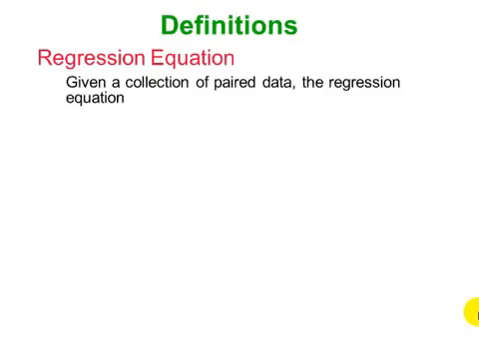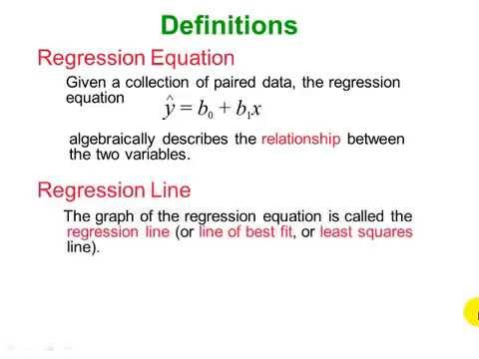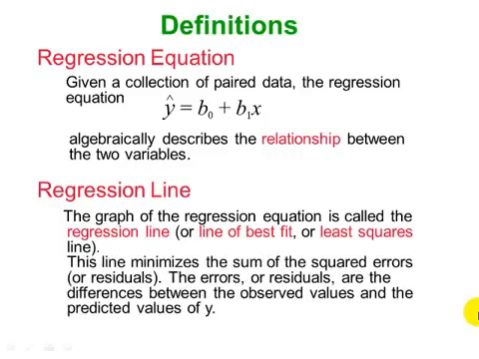So our regression equation, given a collection of paired data, y hat equals b sub 0 plus b sub 1 x, algebraically describes the relationship between the two variables. And the line that is the graph of this equation is called the regression line. It's also called the line of best fit or the least squares line. And what this line does is it minimizes the sum of the squared errors or residuals. The errors or the residuals are the differences between the observed values and the predicted values of y.